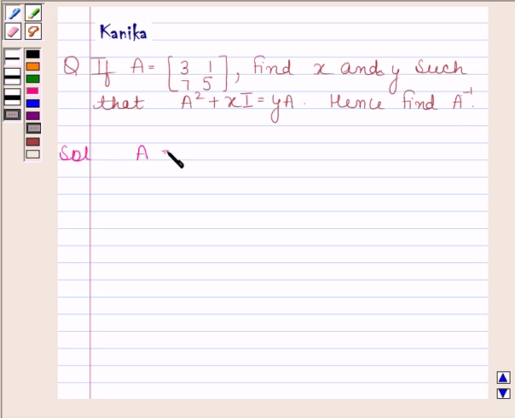We are given A as a 2 by 2 matrix in which elements are 3, 1, 7, 5. We have to find X and Y such that A square plus XI is equal to YA. Now let's first find out A square. Now A square is equal to A into A, and this is equal to this matrix multiplied by itself.